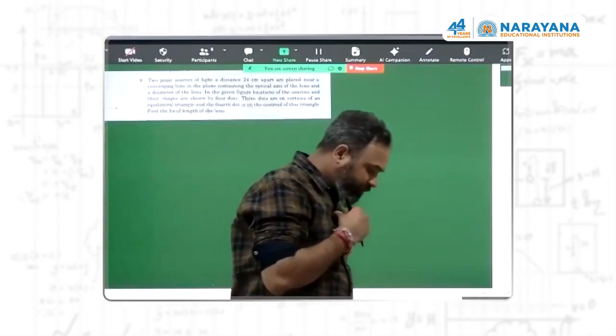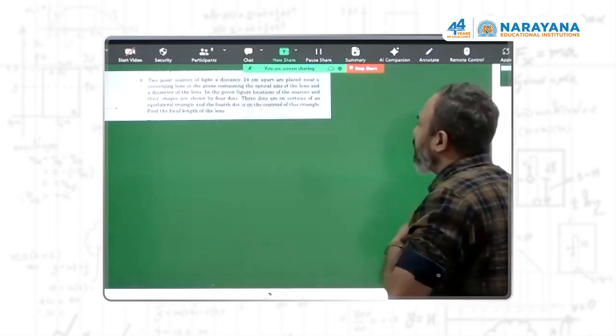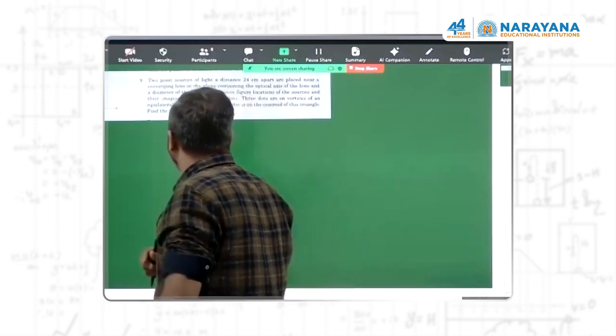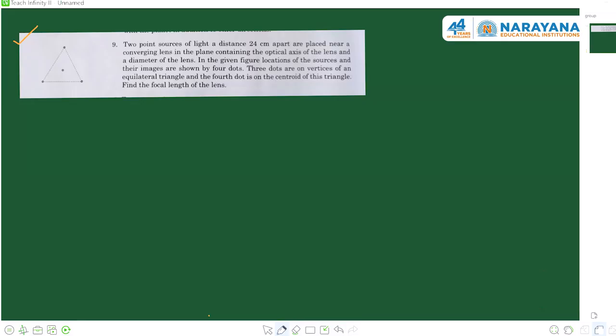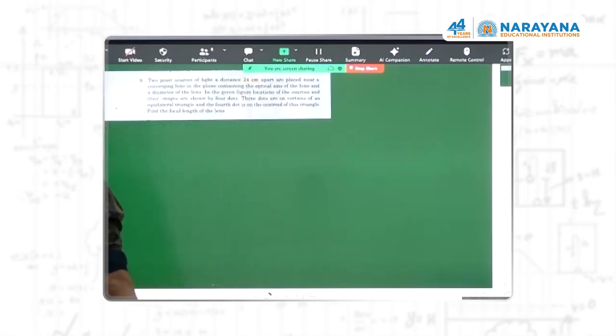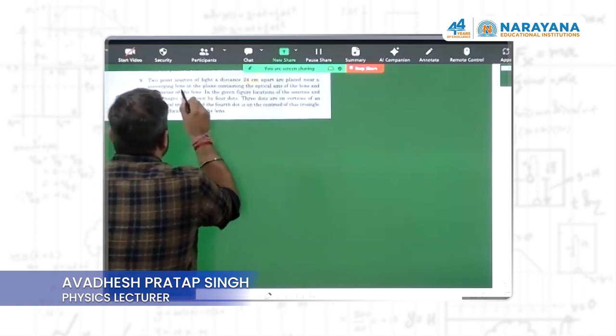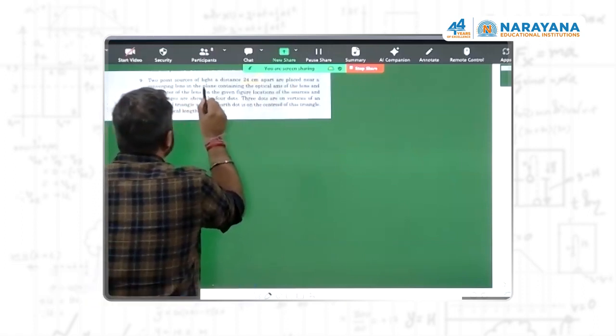Problem on optics. There the question is that there are 2 point sources of light, which are separated by a distance of 24 centimeters. And these sources are placed near a converging lens.